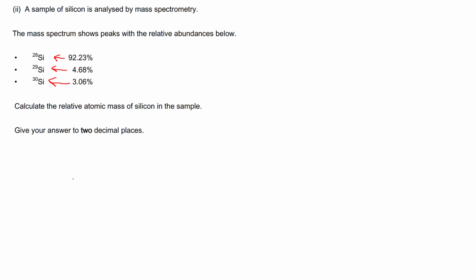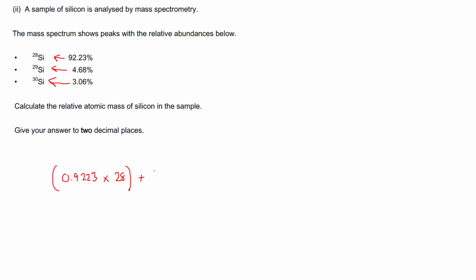Now, how you do this is entirely up to you. I typically avoid the division by 100. I think it makes things more confusing. So I tend to just stick with doing the base percentages. So I'm just going to work out 92.23% of 28 in the sum. So to do that, it's nice and straightforward. So 0.9223 multiplied by 28 is 92.23% of 28.